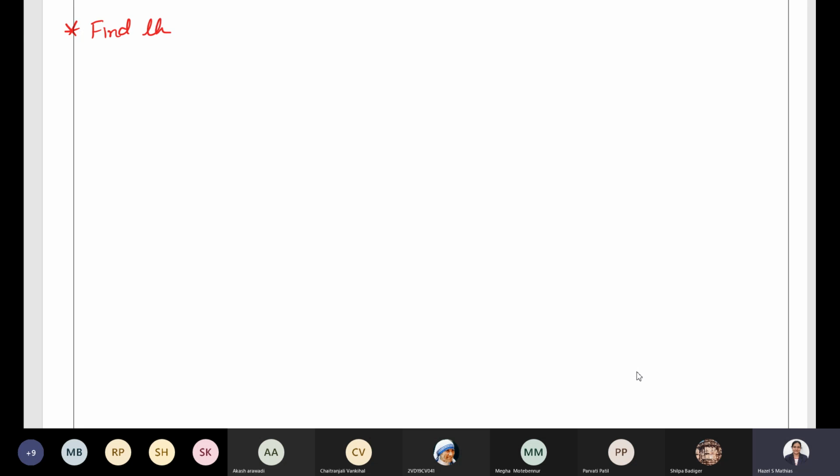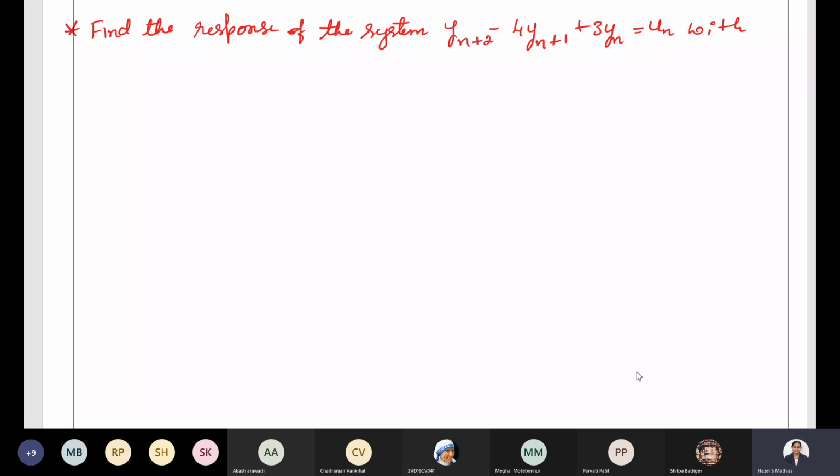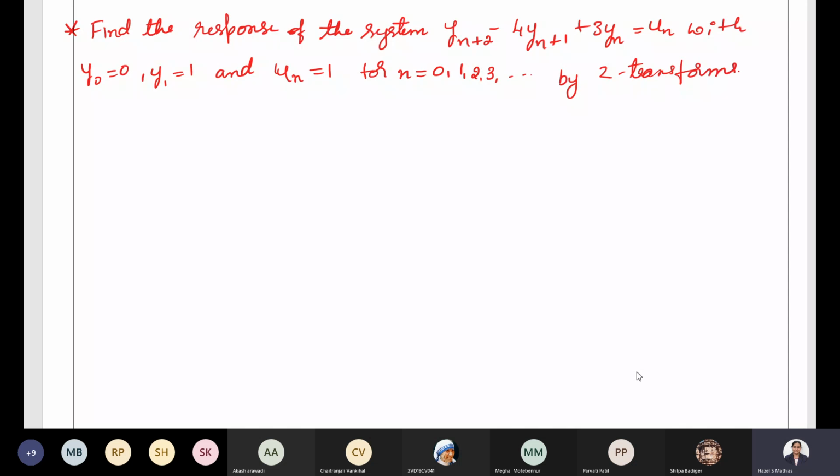Find the response of the system y(n+2) minus 4 times y(n+1) plus 3 times y(n) equal to u(n), with y(0) equal to 0, y(1) equal to 1, and u(n) equal to 1 for n equal to 0, 1, 2, 3, etc., by Z transforms. Read this question, everyone.